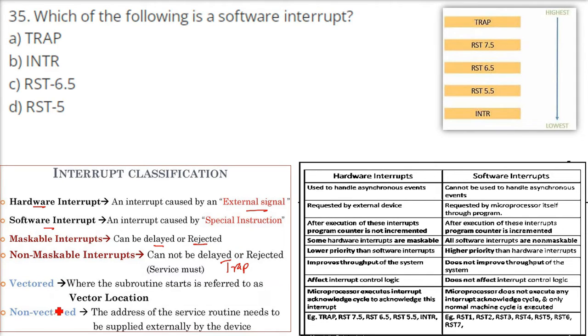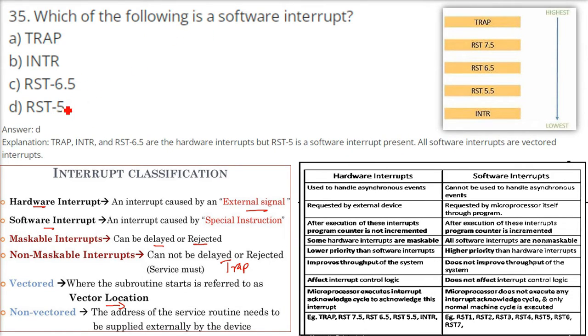Vectored and non-vectored. Vectored means the location where the subroutine starts is known; if the location is known, we call it a vector. If we don't know the location, and the address of the service routine needs to be supplied by the device, then we call it non-vectored. So the answer here is D, RST5.